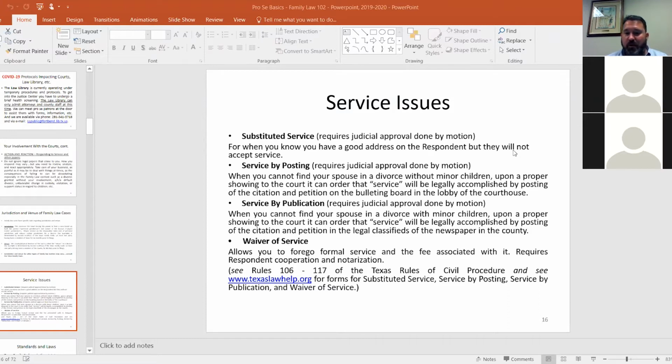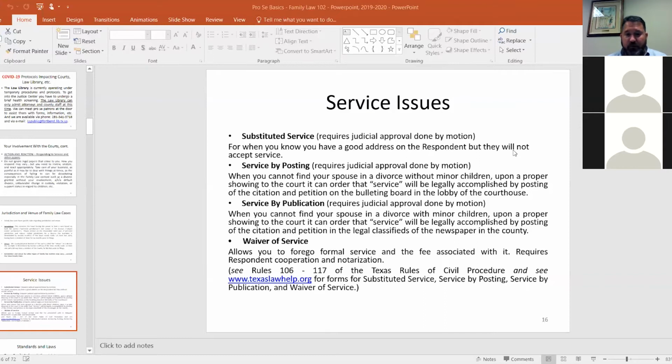There's service by posting or publication. Again, if you can't find the person and you've made a diligent effort to do so, upon a proper showing to the court, service can be accomplished by posting, which is essentially putting their suit papers on a bulletin board in the courthouse lobby. It's now done on a digital bulletin board, I think. And then there's service by publication, which usually comes into play when there are children involved. An ad has to be put essentially in the classifieds of the newspaper.